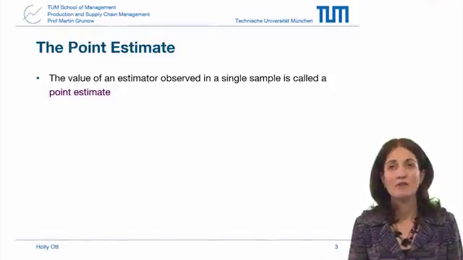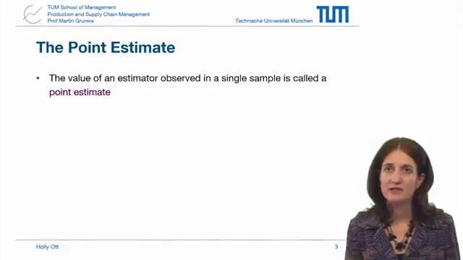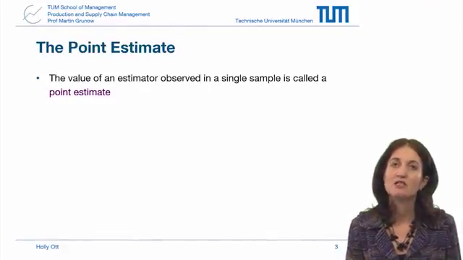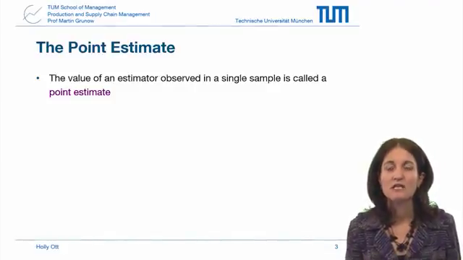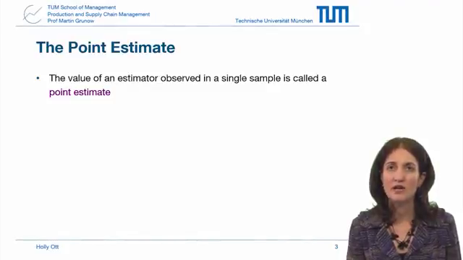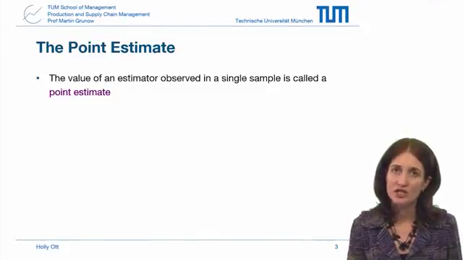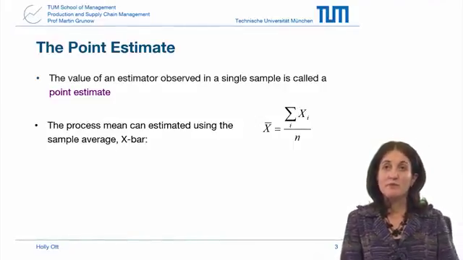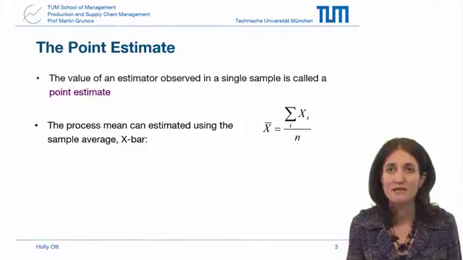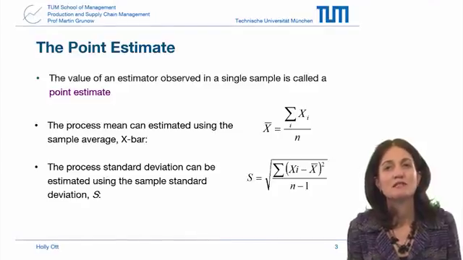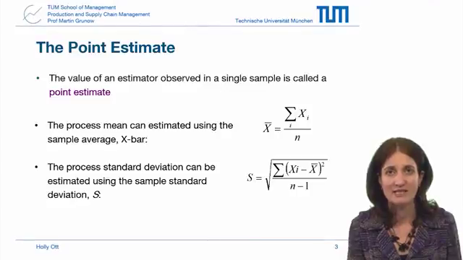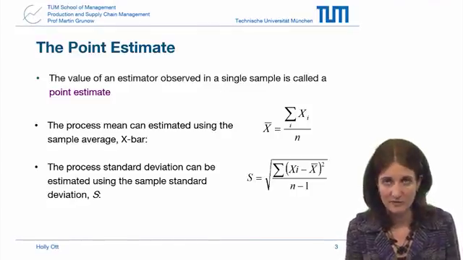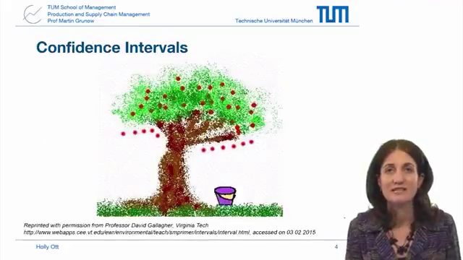As we discussed in the last module, the value of an estimator observed in a single sample is called a point estimate. If a process is normally distributed, the condition of the process can be fully described if its mean and standard deviation are known. The mean of the process can be estimated from a sample of size n by the sample average x bar, and the process standard deviation can be estimated using the sample standard deviation s. Now, we've seen these equations many times before, and I'll be using them again today.